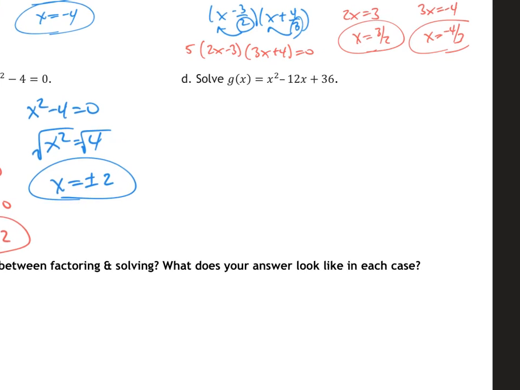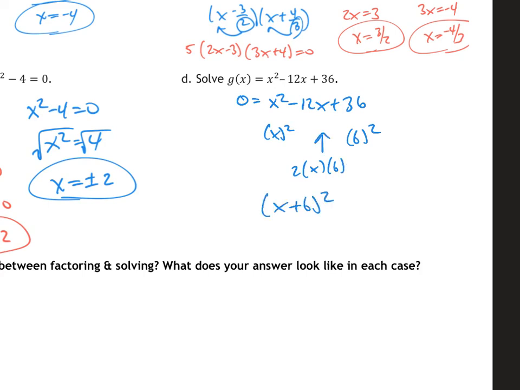All right, last one. So solve g of x. So if I'm going to solve this, I'm going to set that equal to 0. So here I see the first terms are perfect square. Last terms are perfect square. 2 times x times 6 does give me 12x. So x plus 6 squared.